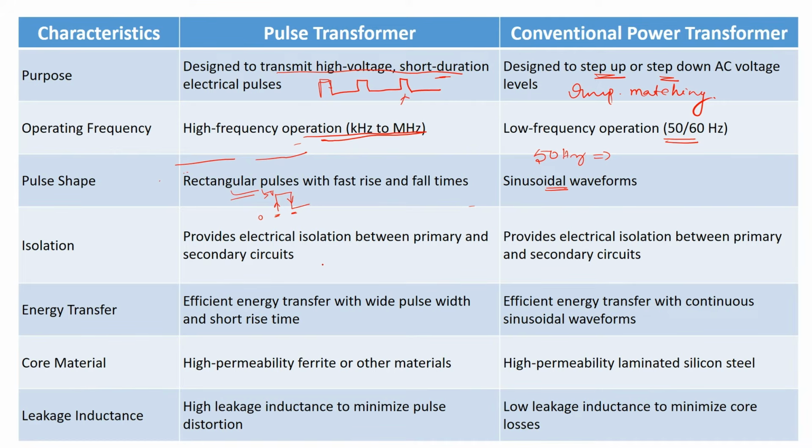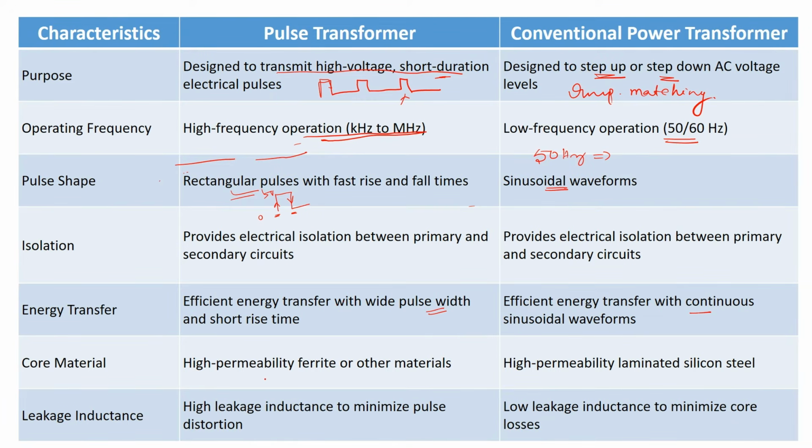Both the conventional transformer and pulse transformers are used for electrical isolation, and also for energy transfer. Whereas pulse transformers do the energy transfer with pulse widths and short time durations, conventional transformers do the energy transfer with continuous sinusoidal waveforms.